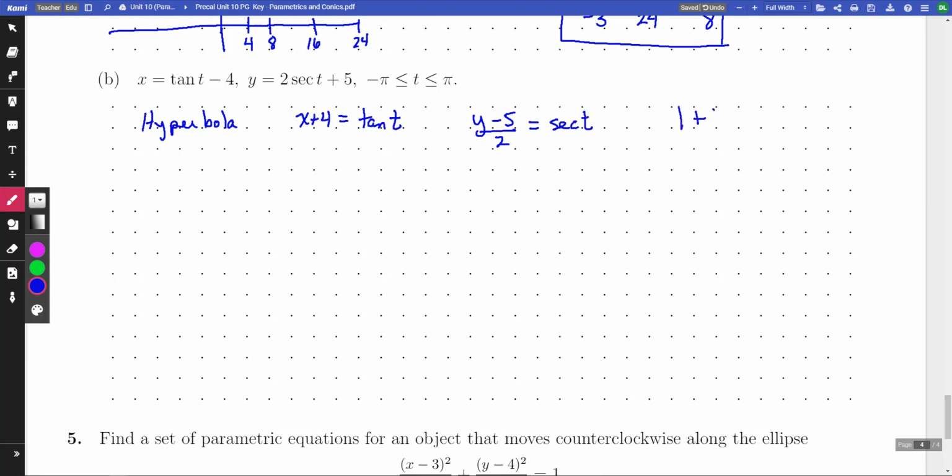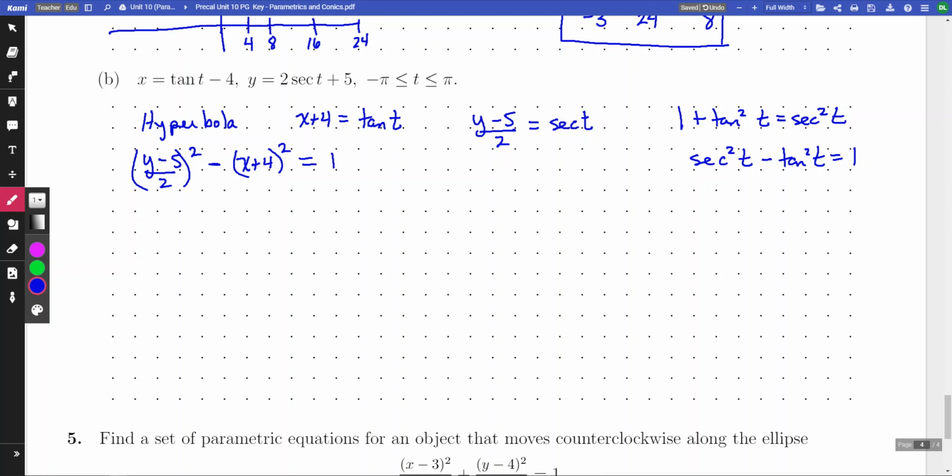And we recall that 1 plus the tangent squared of t is equal to the secant squared of t. So that means that the secant squared of t minus the tangent squared of t is equal to 1. So what does that tell us? That tells us that y minus 5 all over 2, quantity squared, minus x plus 4 quantity squared is equal to 1. So we know that we have a hyperbola, and now we need to graph it.